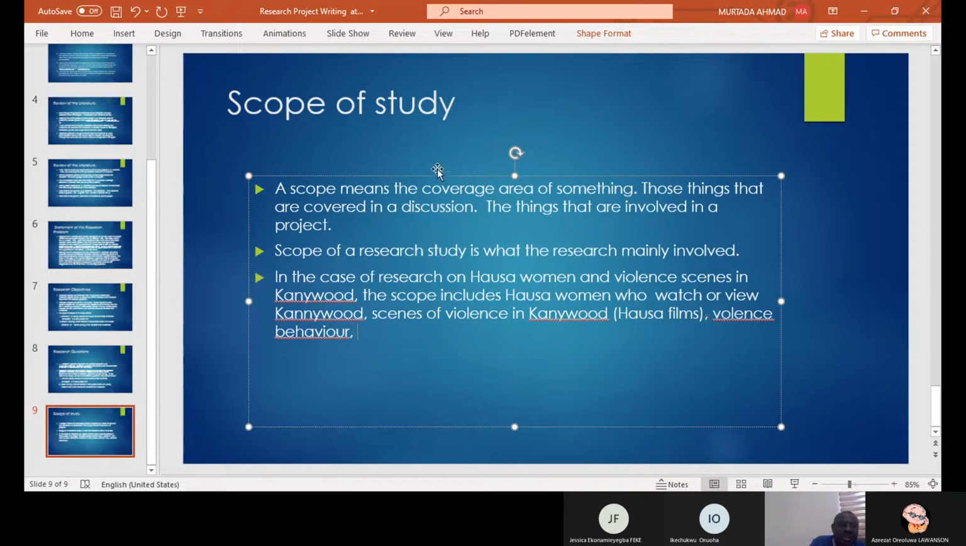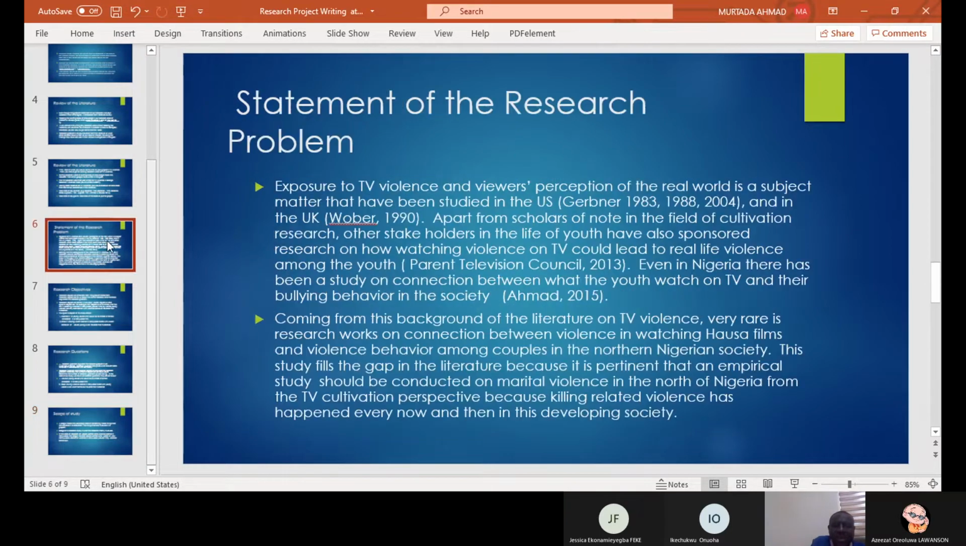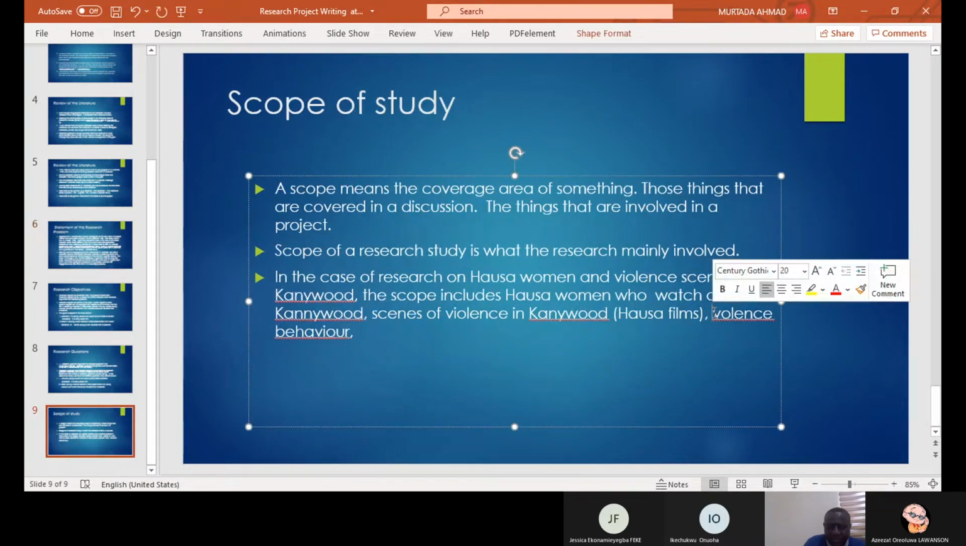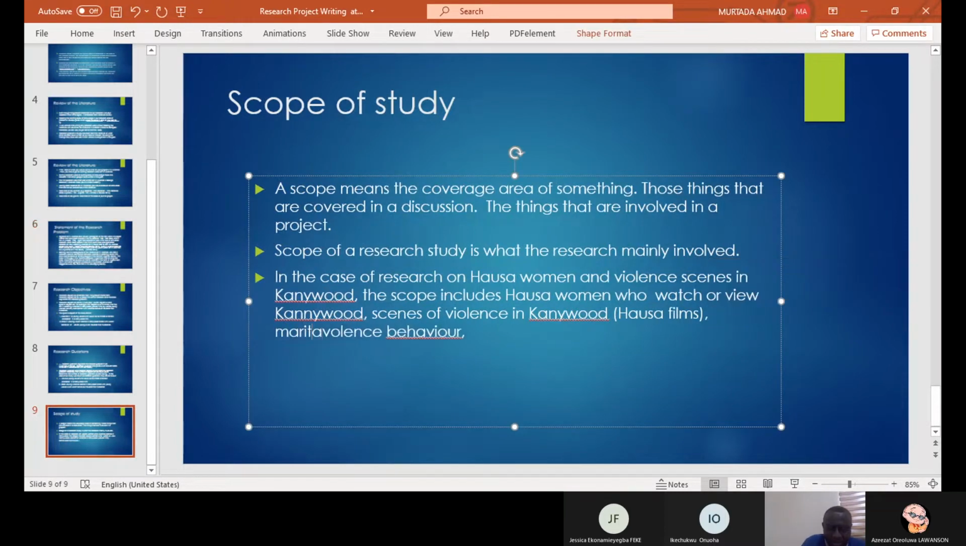What again? If you go to the scope, the problem statement is very powerful, so it should be able to give us all the scope. You see, this is research work on Hausa films and violent behavior among couples in the northern area. So this study could be on marital violence in the north of Nigeria from TV cultivation. Now, instead of saying violence, I could say marital violence.